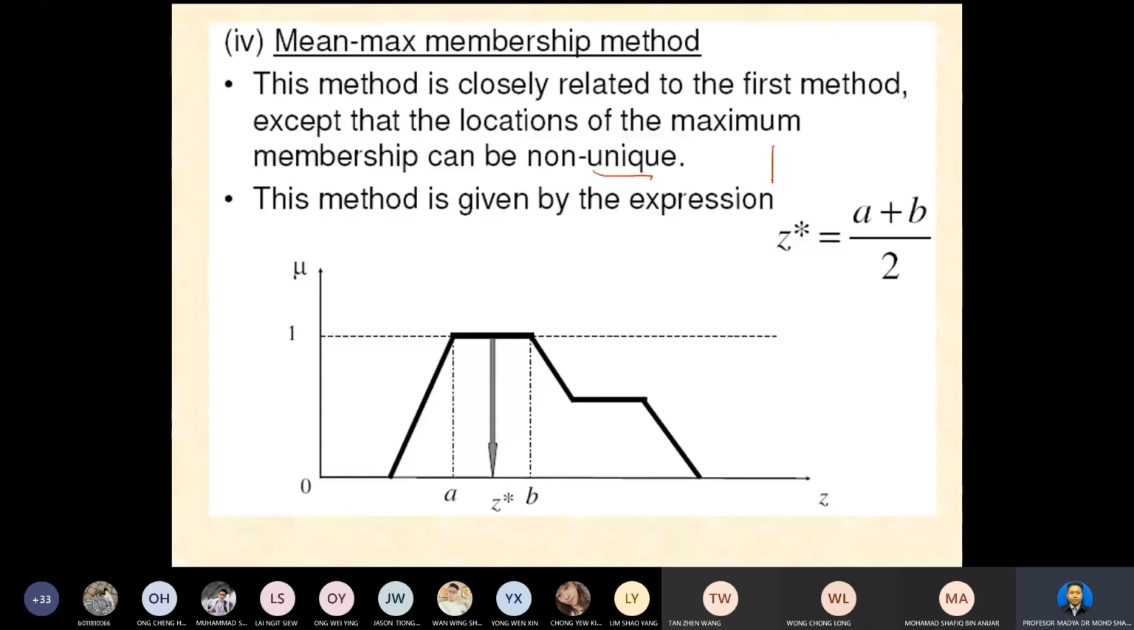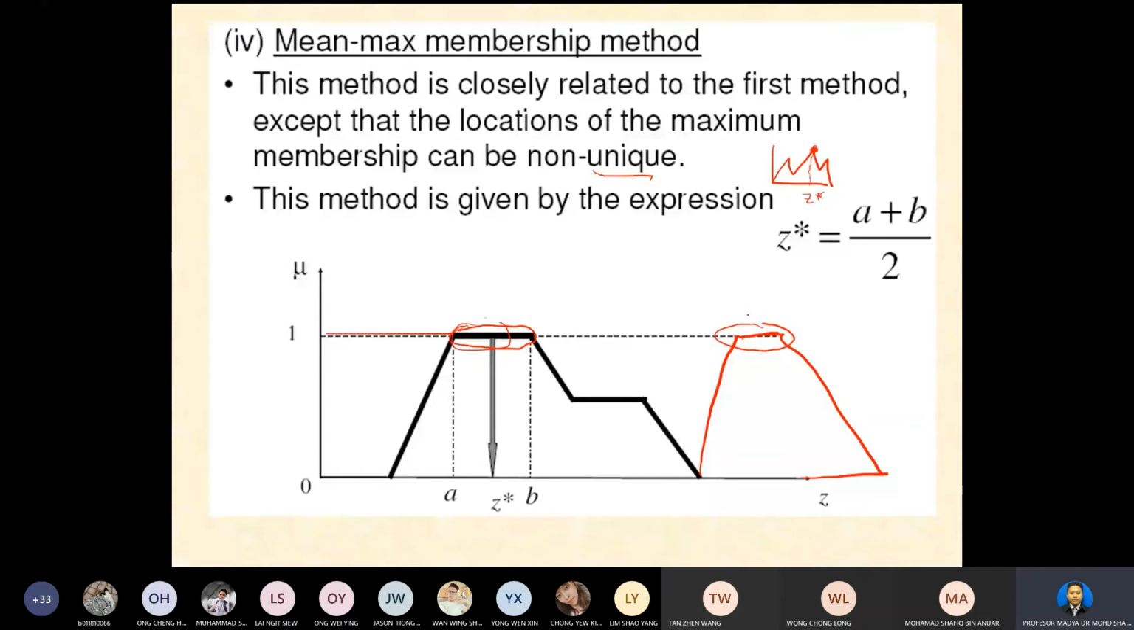maximum. For this we use the max. For the mean-max we may have non-unique values, but the highest one. So this is what we call non-unique. For example, if we have another output here, similar like this, we also cannot use the max because we have two values here, so it is still not valid.